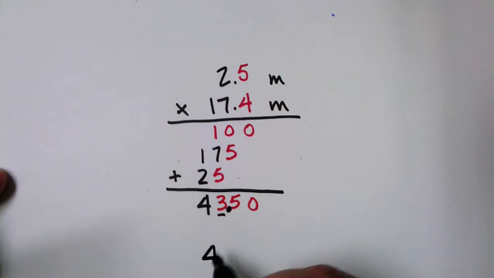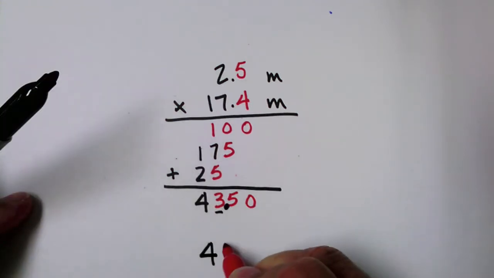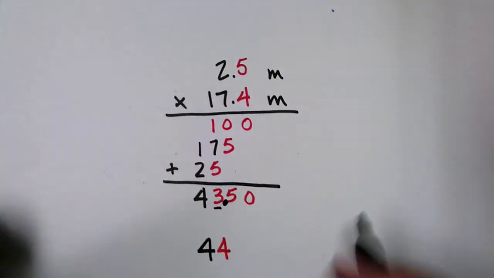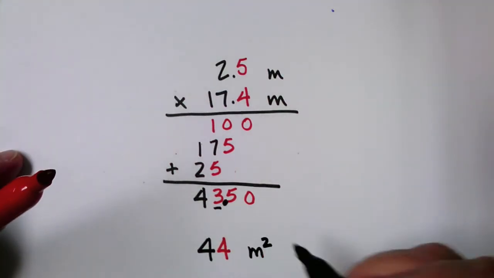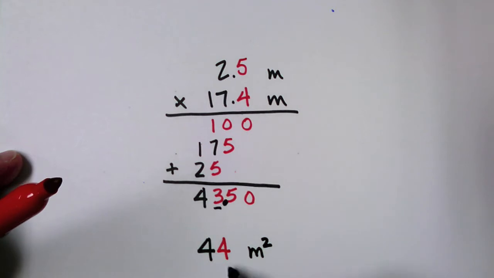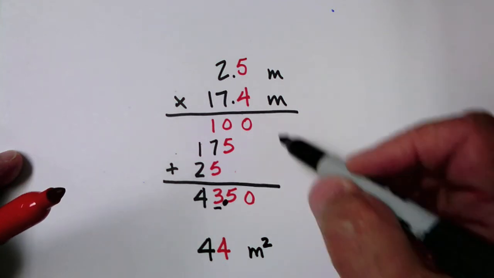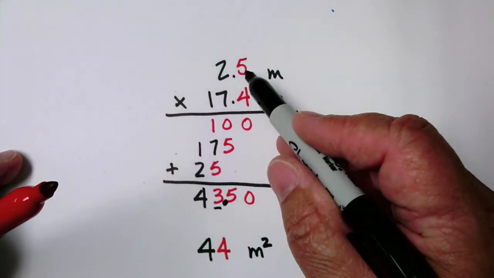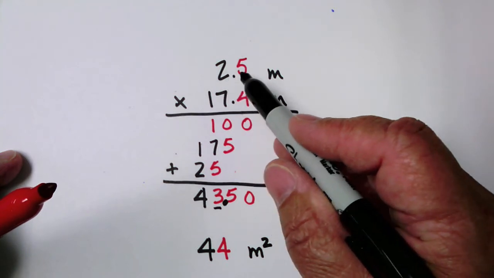So we get 44 meters squared. So our answer has 2 significant figures, which is the same number as the factor in the problem that has the fewest number of significant figures.